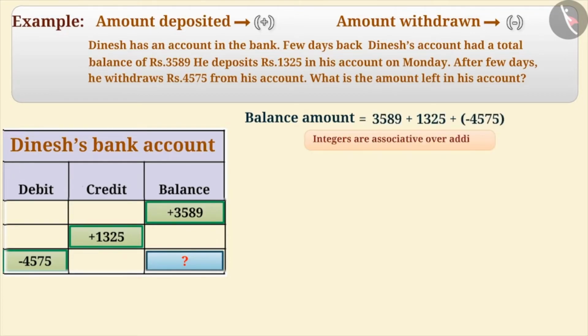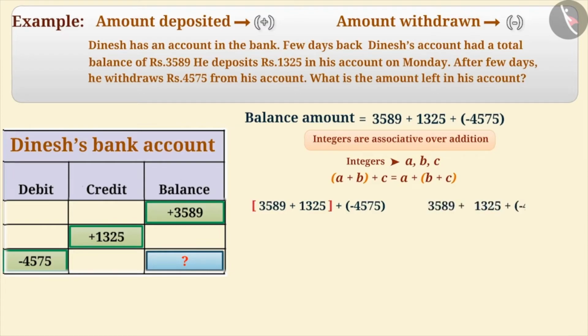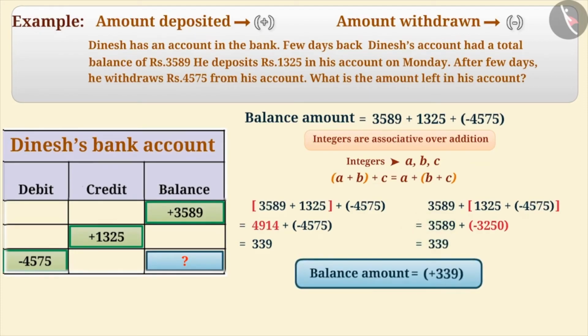Since integers are associative over addition, we can group the numbers in any order to add them. Here, we can make a group of 3,589 and 1,325, or we can make a group of 1,325 and minus 4,575. If we make a group of 3,589 and 1,325 and solve this example, then the result is 339. If we make a group of 1,325 and minus 4,575 and solve this, then also we will get the same result, that is 339. Therefore, the balance amount in Dinesh's bank account is represented by plus 339.